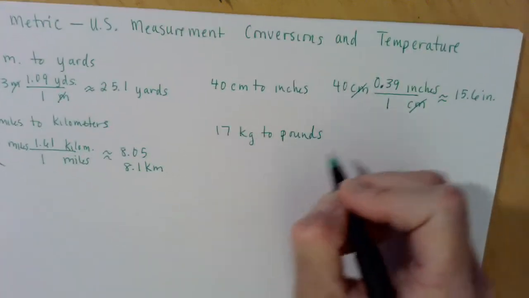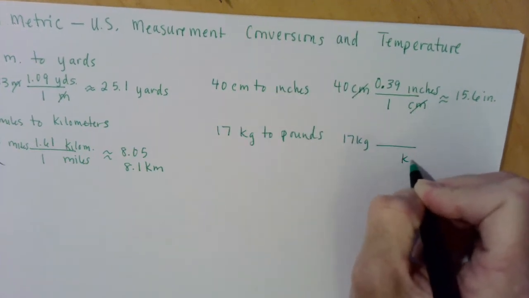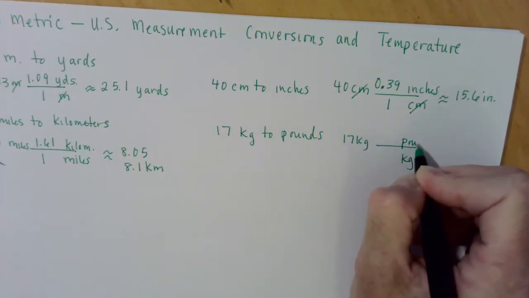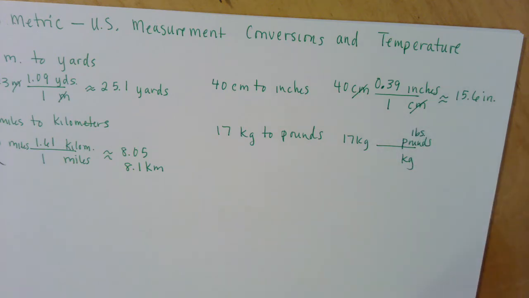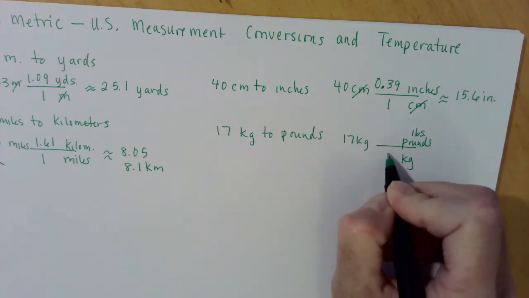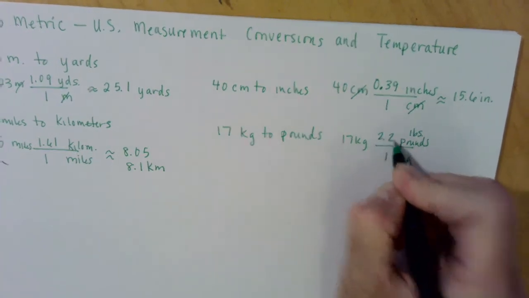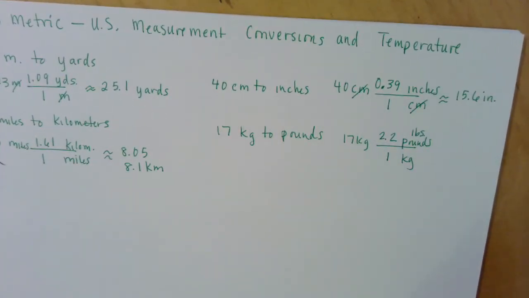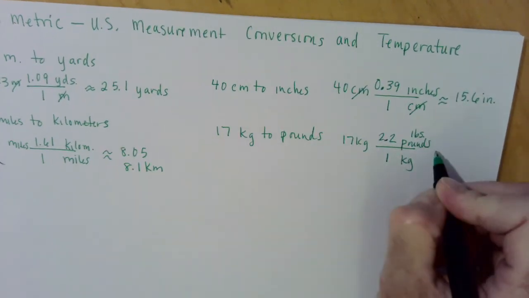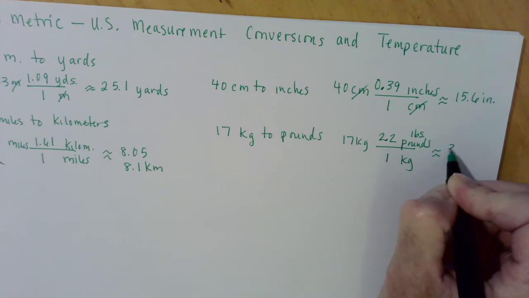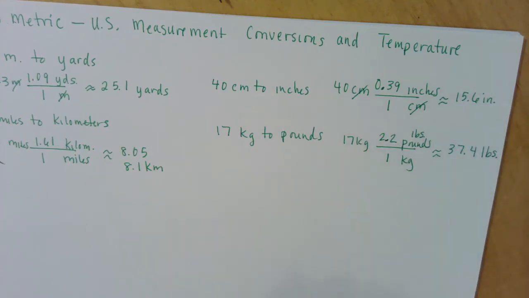So one more time, here we go. 17 kilograms. We know we need to put kilograms on the bottom and pounds on the top, and you could write LB, whatever you like. But look on your chart before I do it: 1 kilogram, what do you put on top? 2.2 pounds, right? So you're just multiplying 17 times 2.2, and that is approximately 37.4 pounds, isn't it?